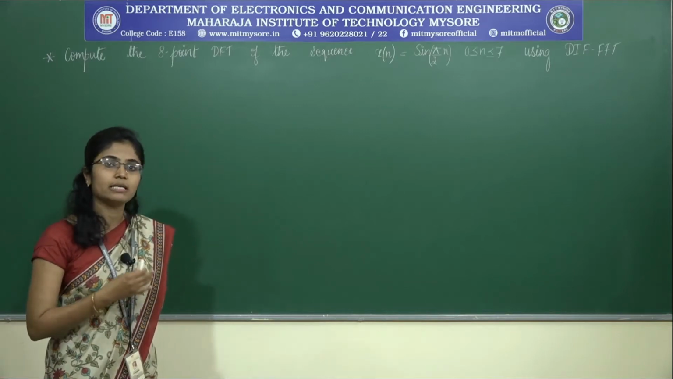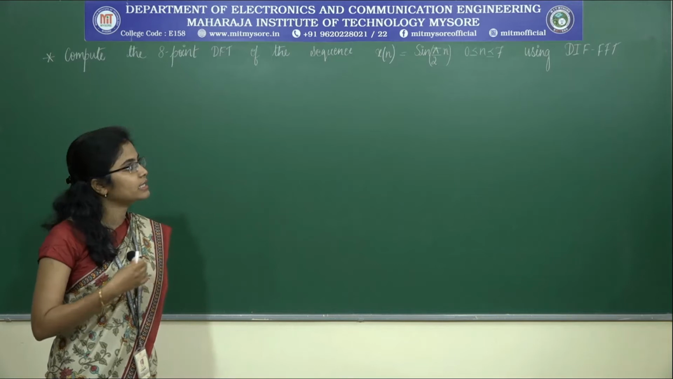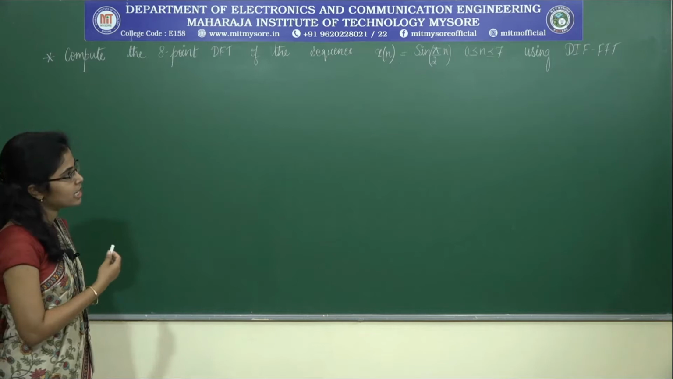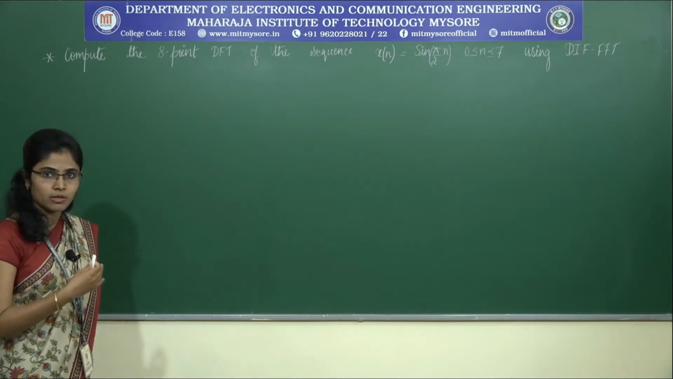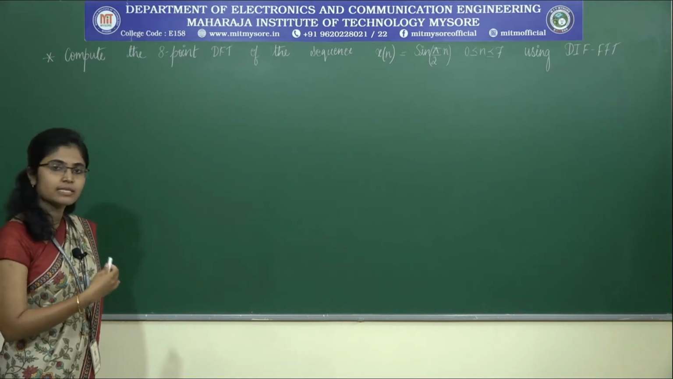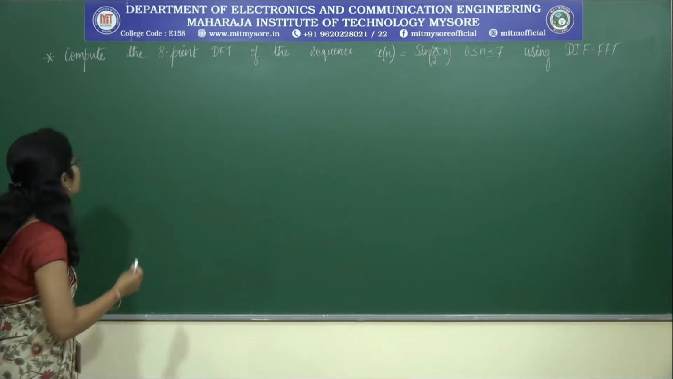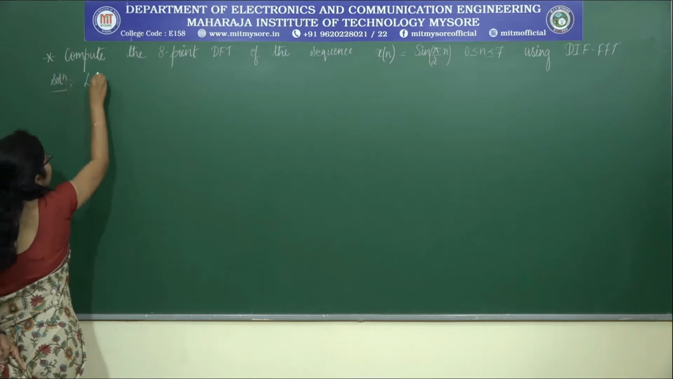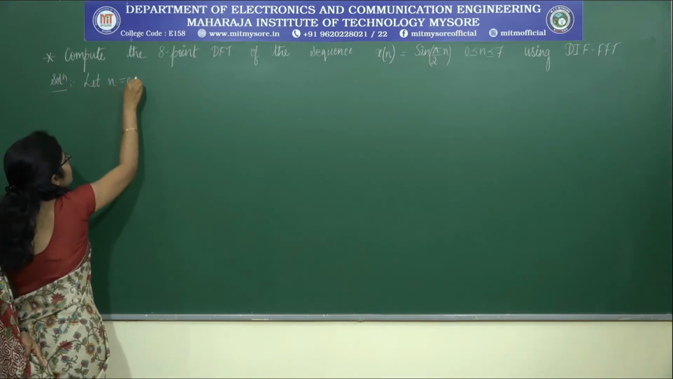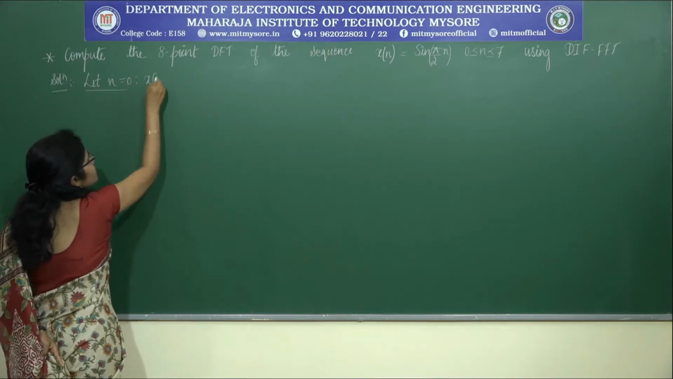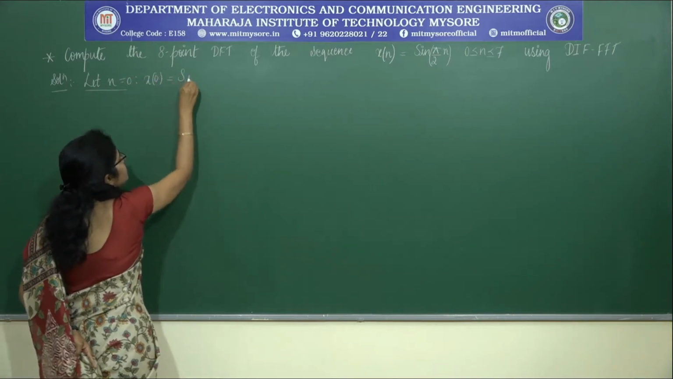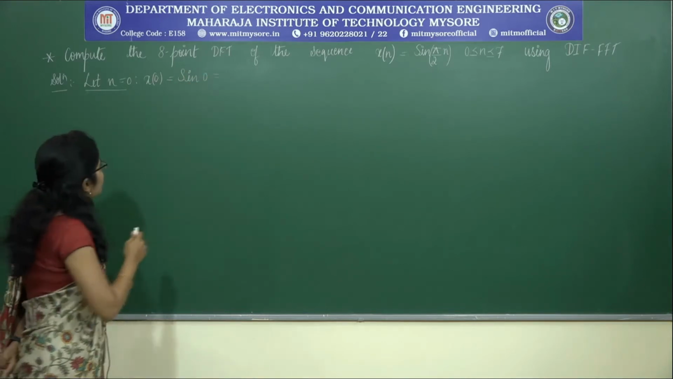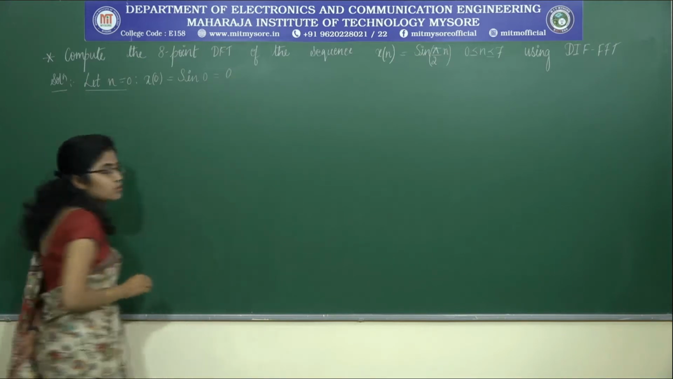First, I need to find out the sequence. Later, I need to apply DIF FFT algorithm. So, we know the range of n. Let us start giving the values for n from 0 to 7. First, let us find out the sequence and then we will apply DIF FFT algorithm. The first value is n equal to 0. So x of 0 will be equal to sin 0. If I substitute the value of n as 0, sin 0 is 0.